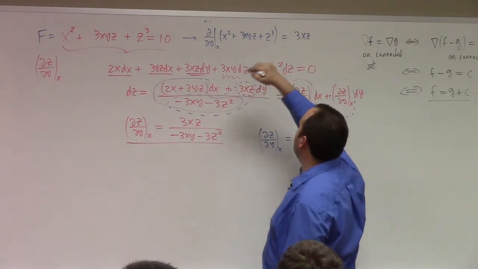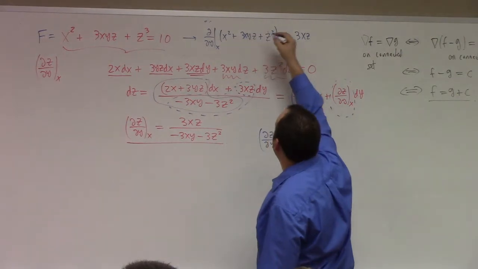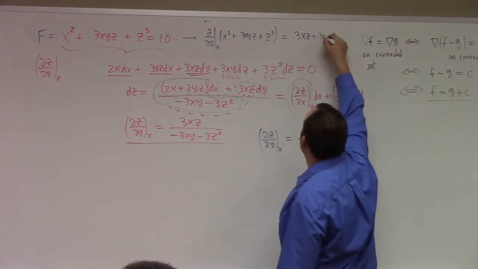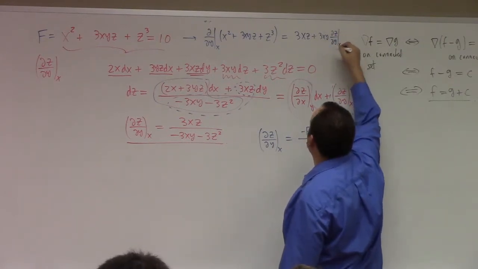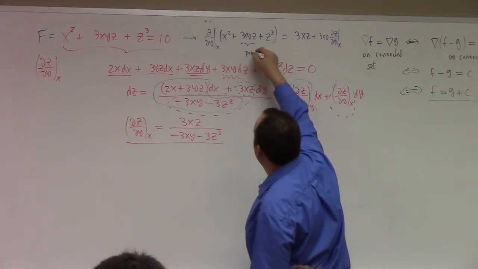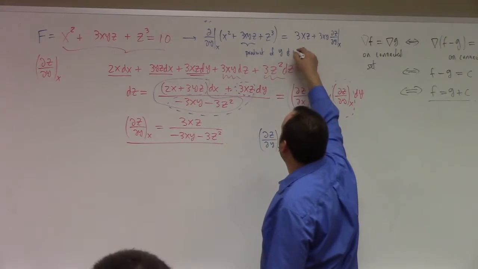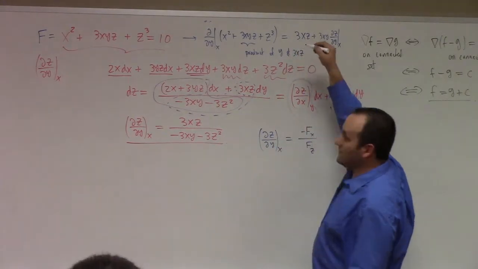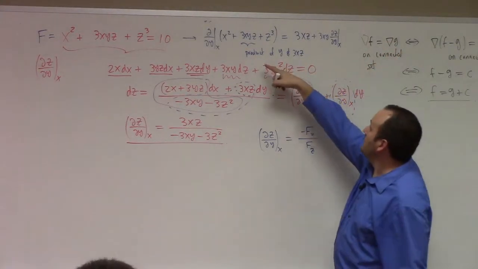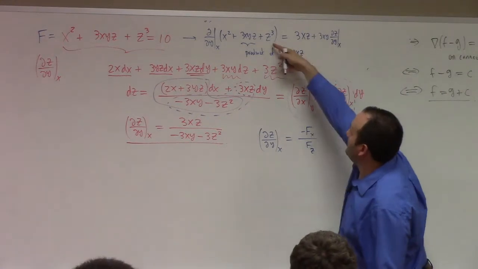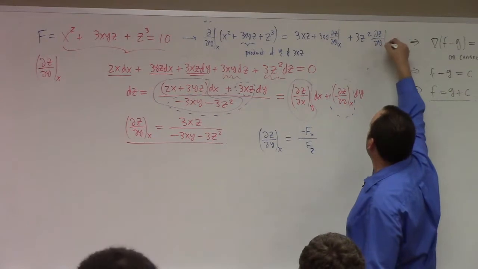Oh, I'm trying to count, but z is a dependent variable, right? So I get 3xz plus 3xy partial z partial y holding x fixed by the chain rule. See, because this is a product of y and 3xz. The point is z is a function of y here, so I have to do the product rule on that middle term. And also, that term gives me plus 3z squared partial z partial y holding x fixed.